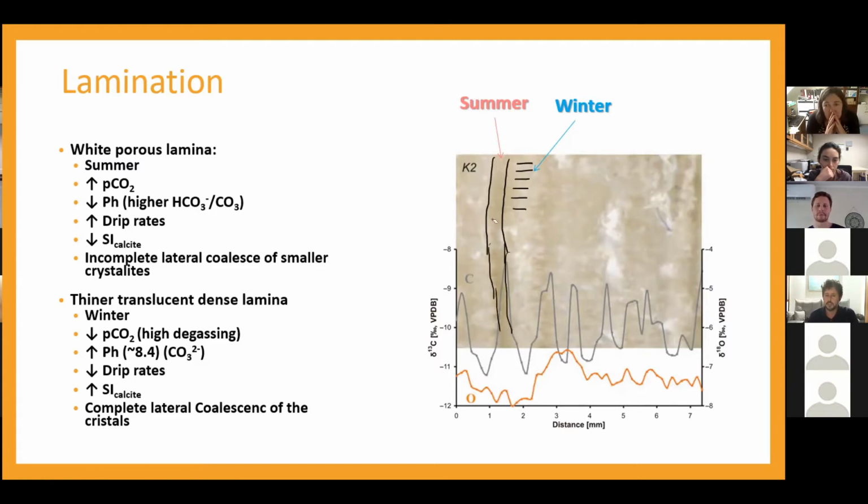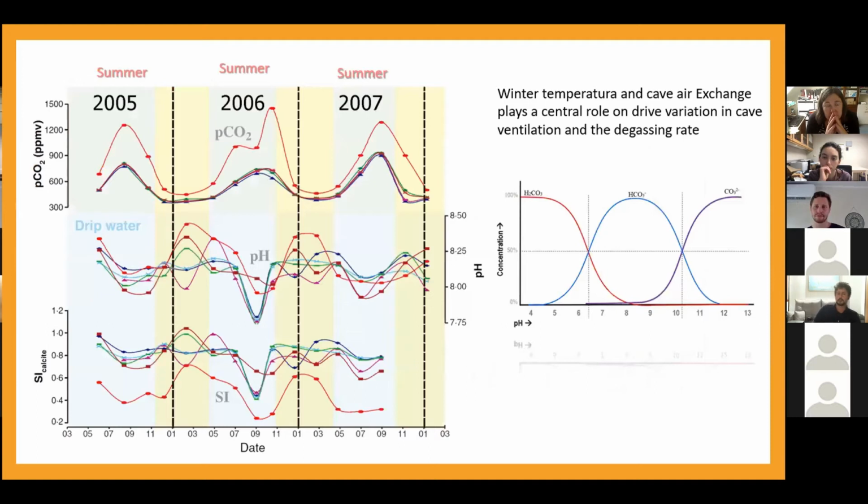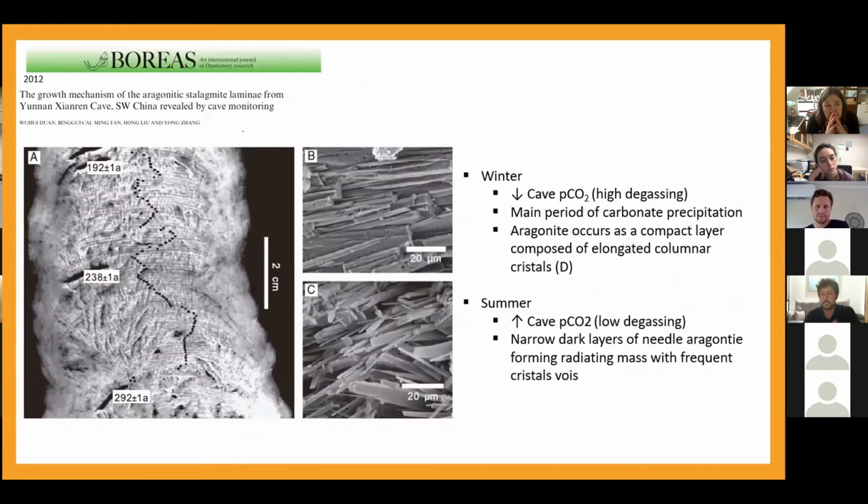We can see the effect of the degassing affecting the isotopes. There's more degassing, so the delta 13C and delta 18O will be high in these layers that happen in the winter. Well, this is the result of the monitoring, but anyway, we see these pulses of CO2. These pulses of CO2 drive annual variations. Well, there are plenty of other studies.